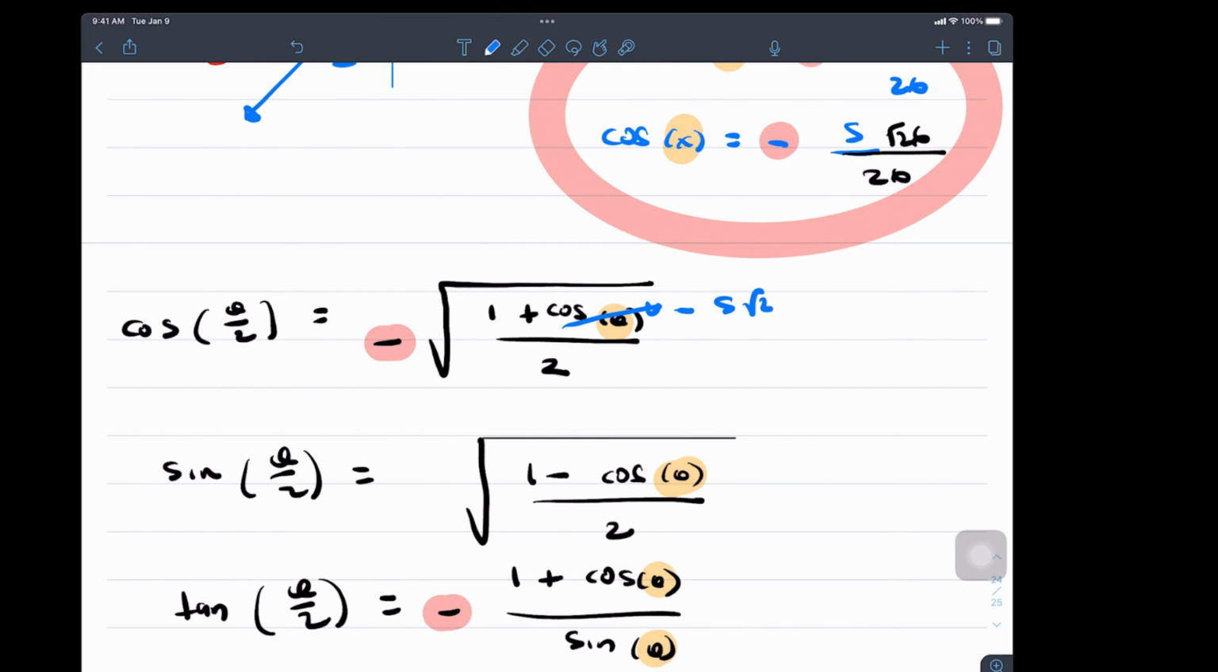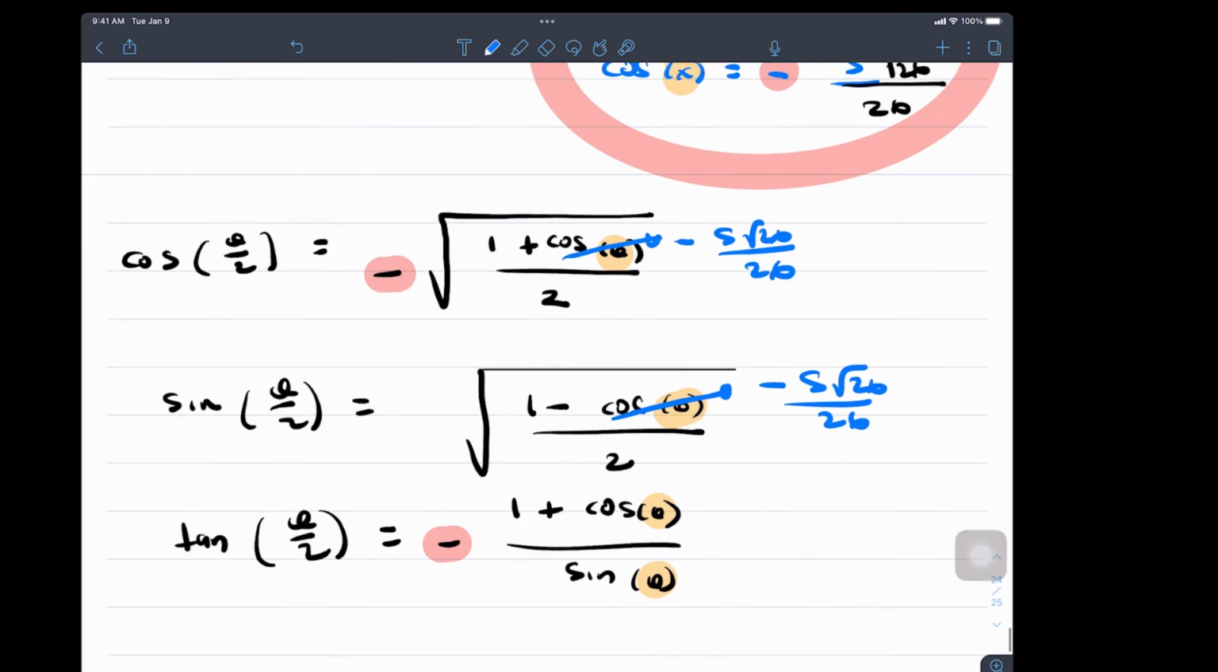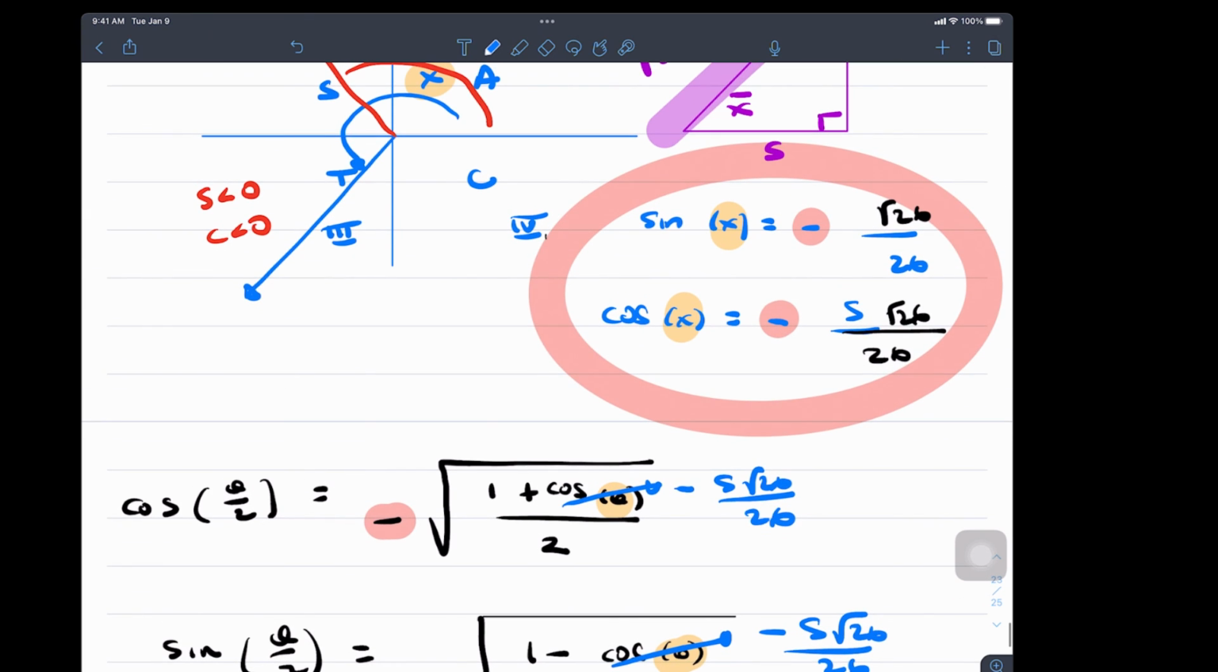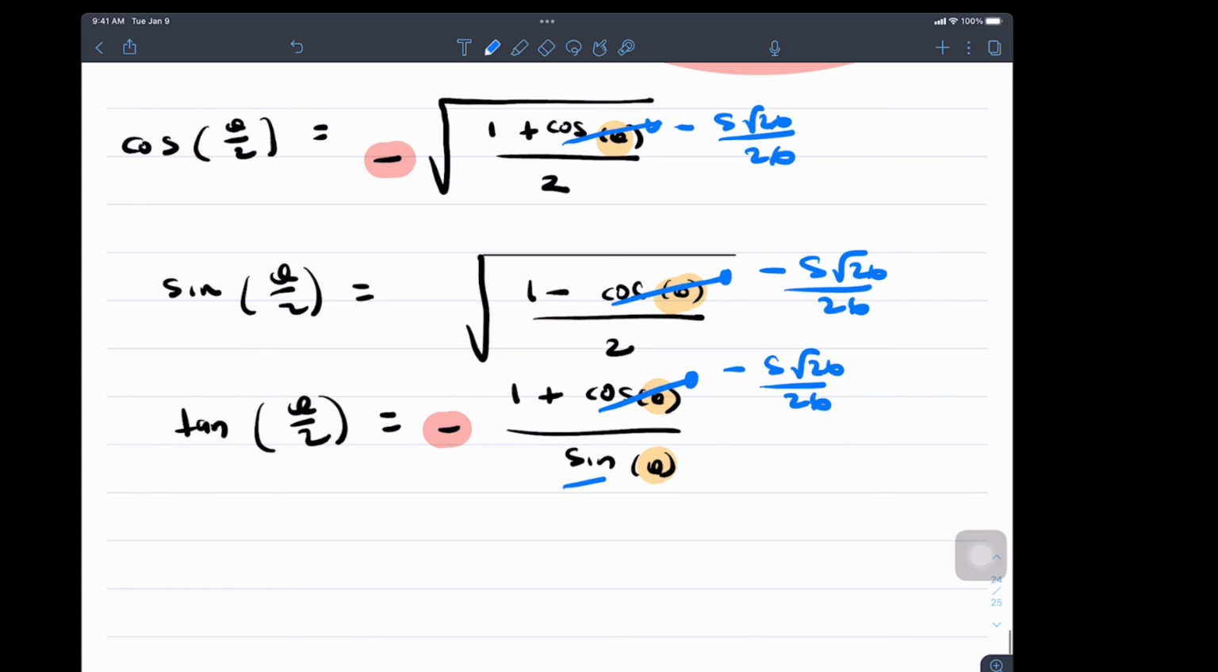So notice you got cosine already here. Negative 5 square root of 26 over 26. Negative 5 square root of 26 over 26. And then sine is going to be negative what? Square root of 26 over 26.